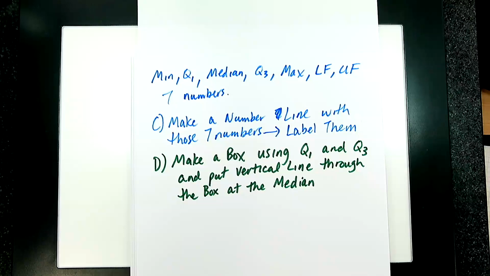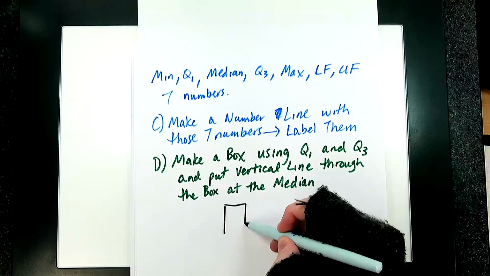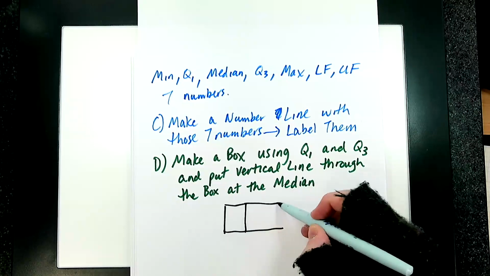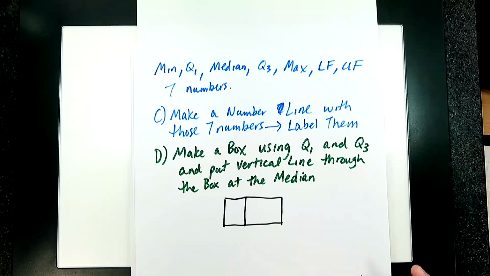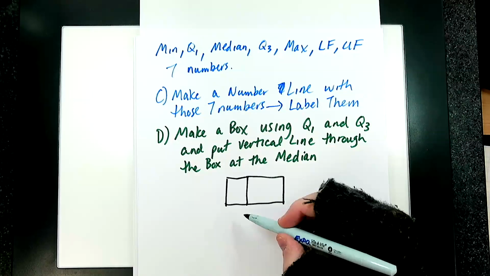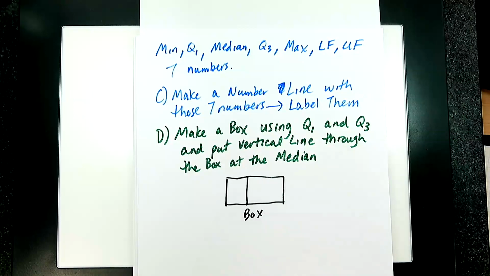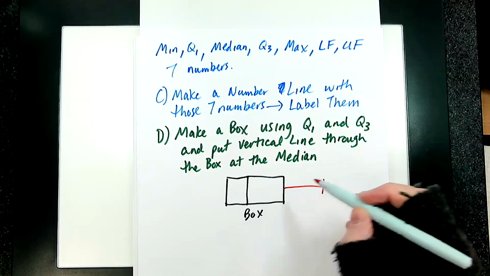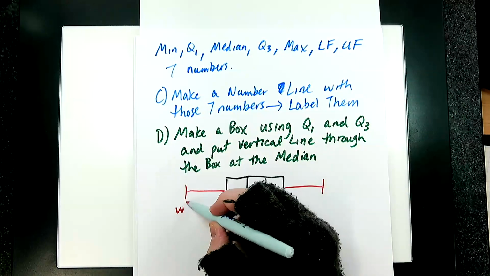At this point, you'll have something like this. Might be lopsided like that. The vertical line in the middle doesn't necessarily go through the center. It can be off to the side. This is our box. What comes next are called the whiskers. These are the whiskers.